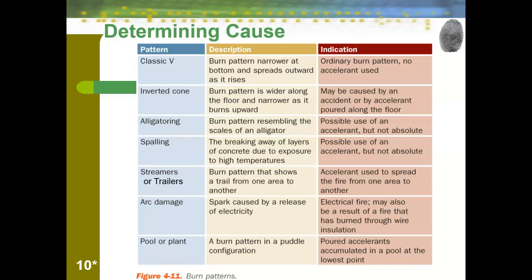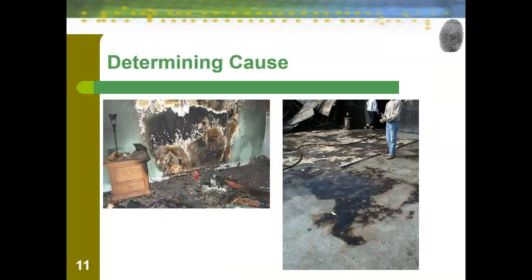Then a pool, sometimes called a plant, and this is a burn pattern in a puddle configuration. Again, this most often means an accelerant was poured into one location and then lit on fire. However, there have been a few cases where they found what looks like a pool and it was not an accelerant. Just some pictures for you.